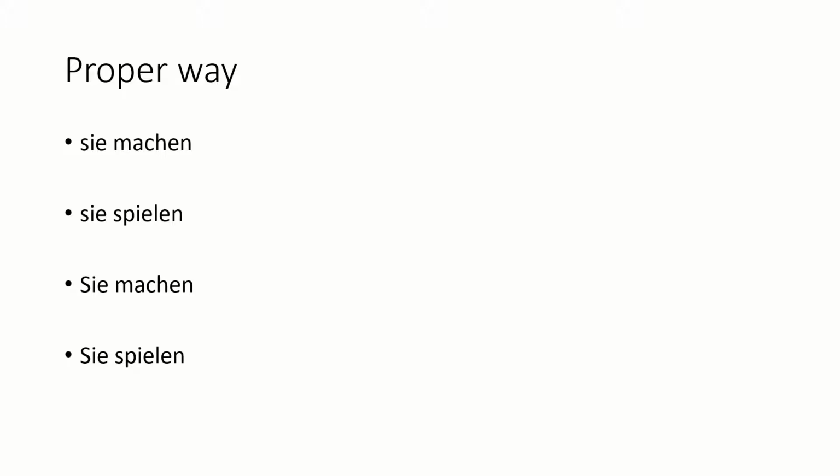So the difference between sie, they, and Sie, formal you, is that the s for they will always be lowercase in a sentence, no matter where it is. And for Sie machen, for the formal you, the S will always be capitalized, no matter where it is in the sentence. So if it's in the third position, it'll still be capitalized.